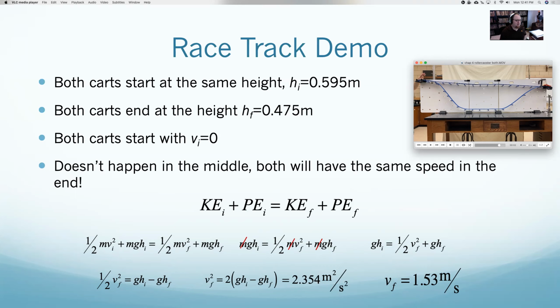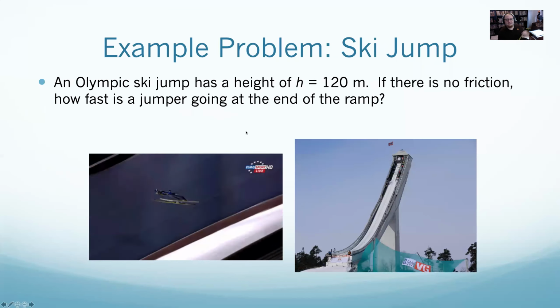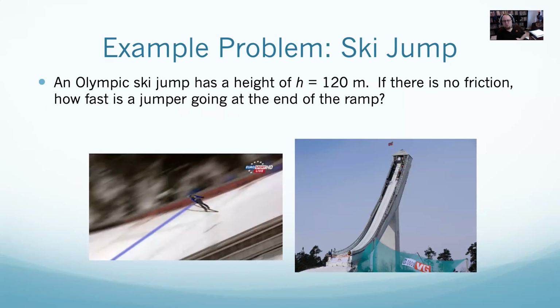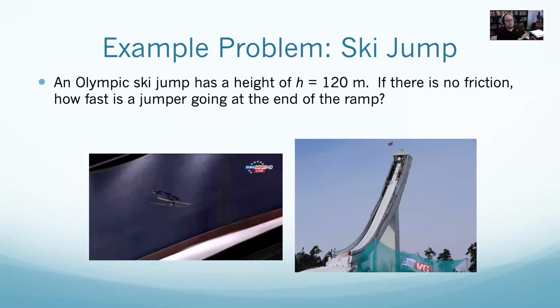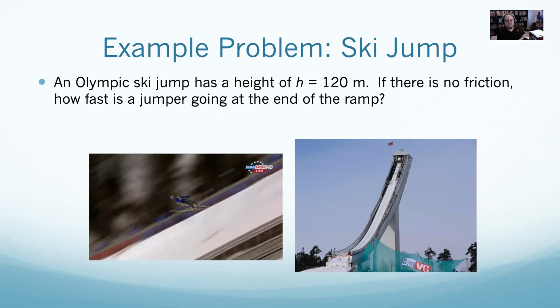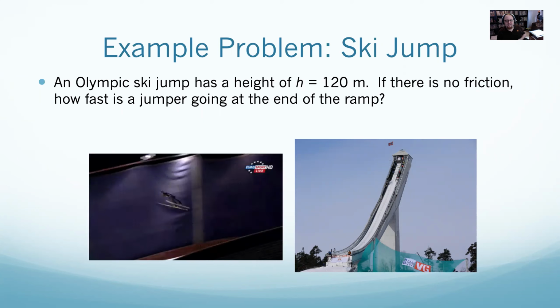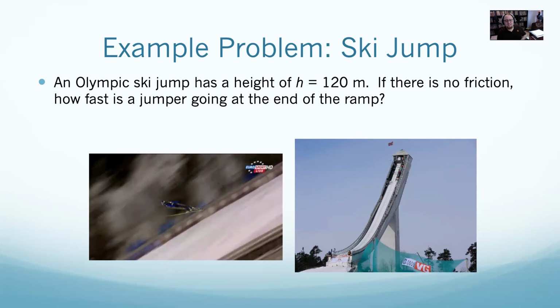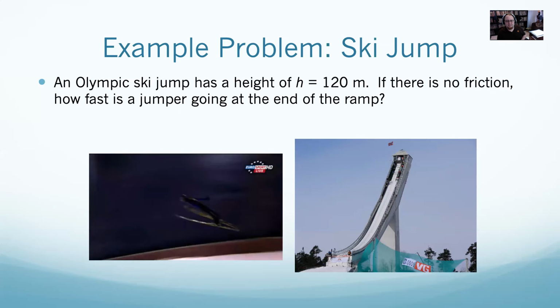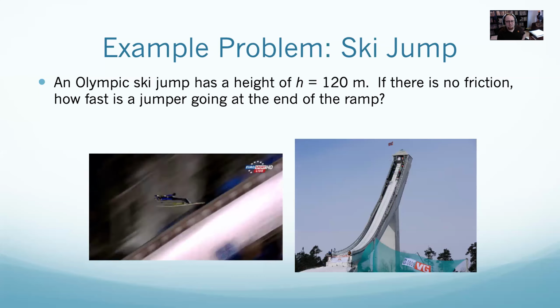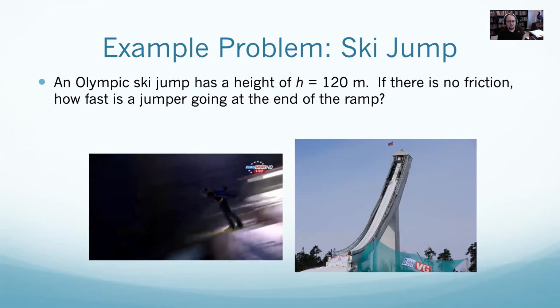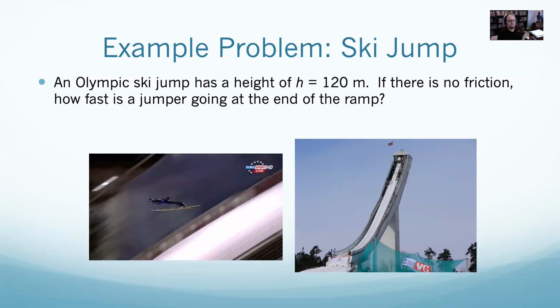Let's do an example problem with the time I have left. An Olympic ski jump has a height of 120 meters. Assuming no friction, how fast is a jumper going when they leave the end of the ramp? Now, I think this is a crazy thing to be going at speeds we're going to talk about in a second in nothing but spandex and big pointy things attached to your feet. But let's go through.